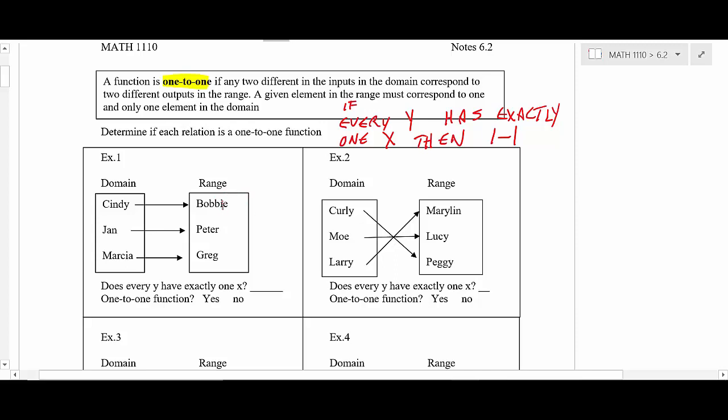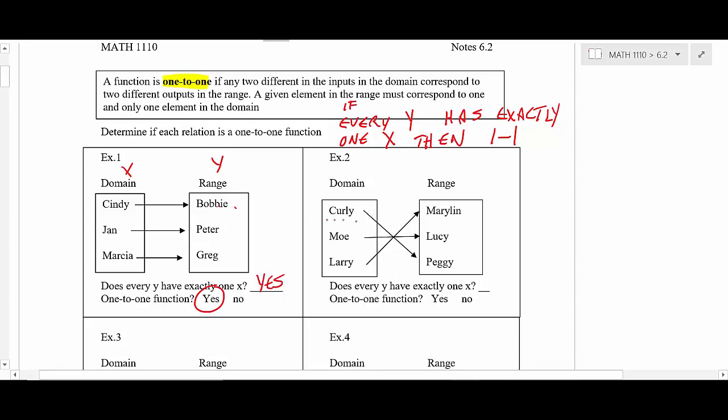Okay, so here's the idea. Bobby, one girl. Peter, one girl. These are brothers and sisters, by the way. Okay, Greg, Marcia, like this. Okay, that's a one-to-one function. That's why it's always going to look like this: the y is matching up with one x right here. This is your x, that's your y. So does every y have exactly one x? Yes. So it's a one-to-one function. It's totally backwards of what a function is, okay?